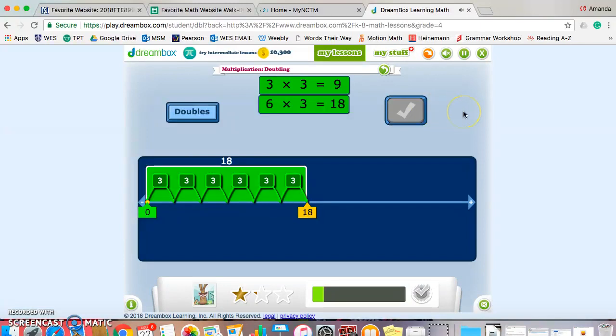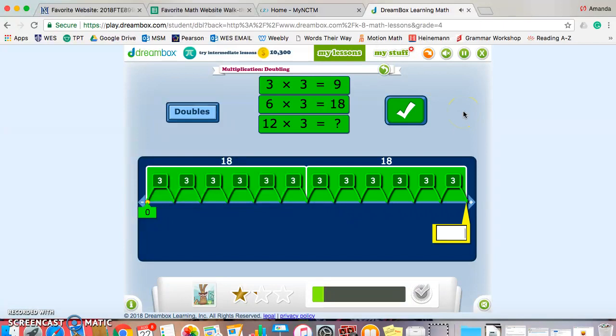Let's double again. Here's a problem to solve. And before you know it, kids are doing double times single digit multiplication, but with a unique understanding.